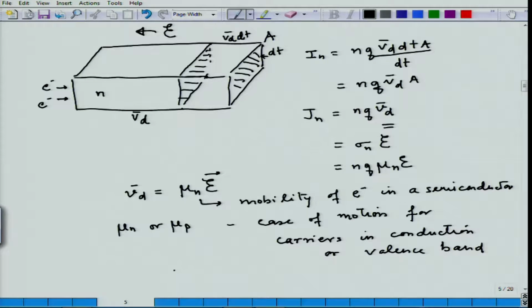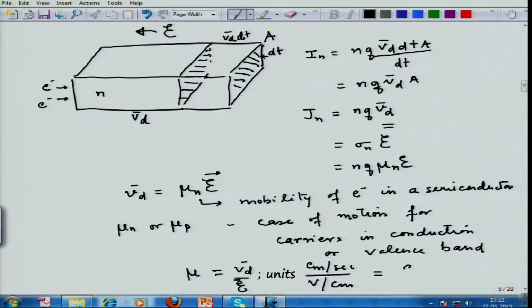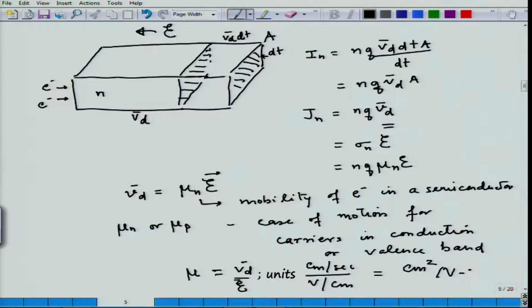What is the unit for this mobility? The unit for mobility is basically the drift velocity divided by the field, which is going to be centimeter per second divided by volts per centimeter. So, the unit is going to be centimeter square per volt second. Now we have coined a term called mobility, which is how easily electrons in the conduction band or holes in the valence band can move, and its units are given in terms of centimeter square per volt second.